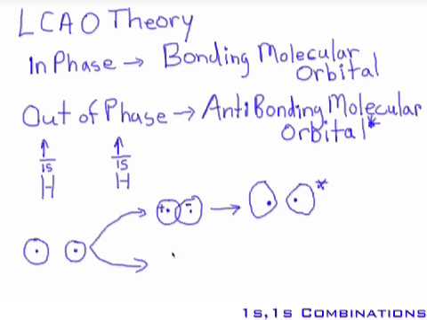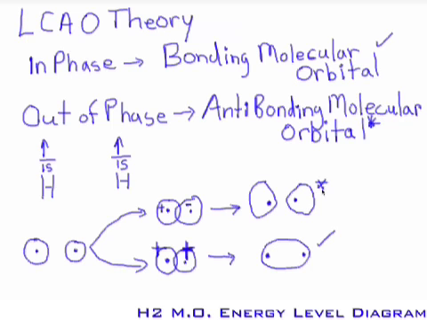When the two orbitals come together and overlap in phase, so this one has a positive phase and this one has a positive phase, and they're both coming together with amplitudes aligned, you get enhancement between the two nuclei. Between the two nuclei, you get an enhancement of bonding. It shrinks outside the nuclei. There's more electron density between the nuclei. And this is our bonding molecular orbital.